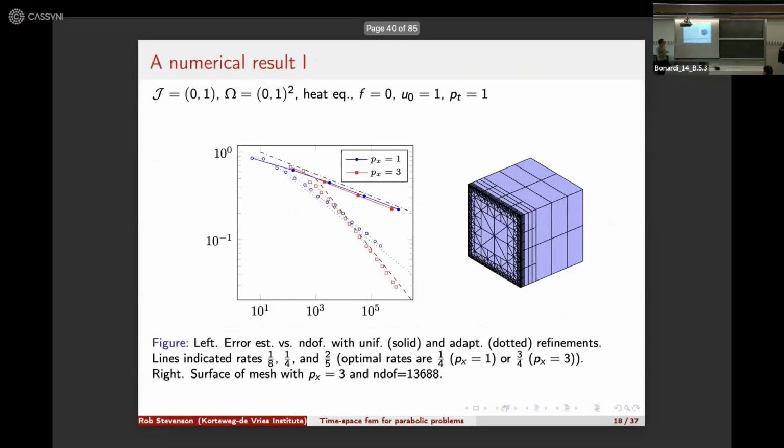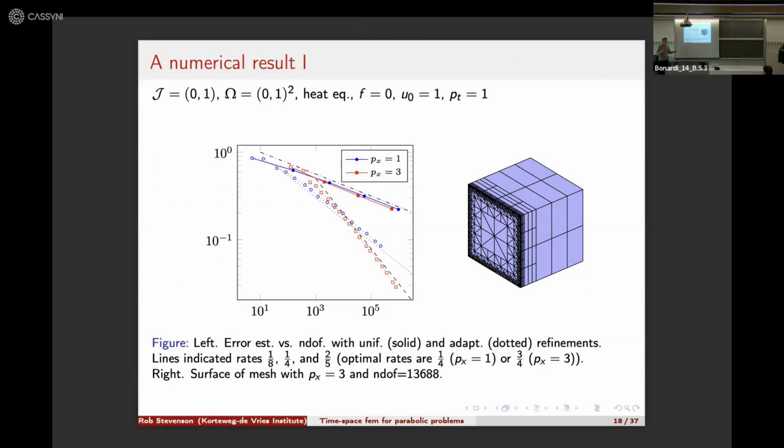Okay, that's skip. And here is an example. I take here a simple problem, an interval in time and a two-dimensional spatial domain. I do heat equation, zero forcing term. I take an initial condition equal to 1.